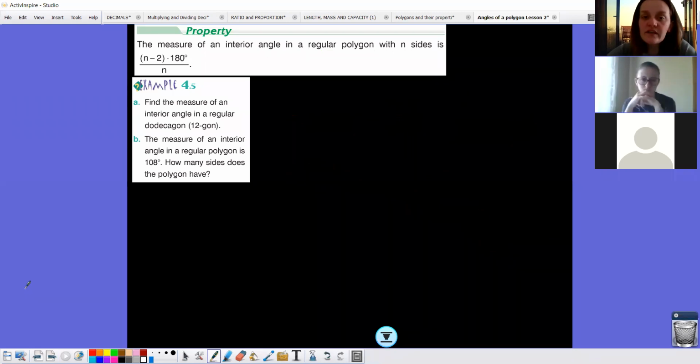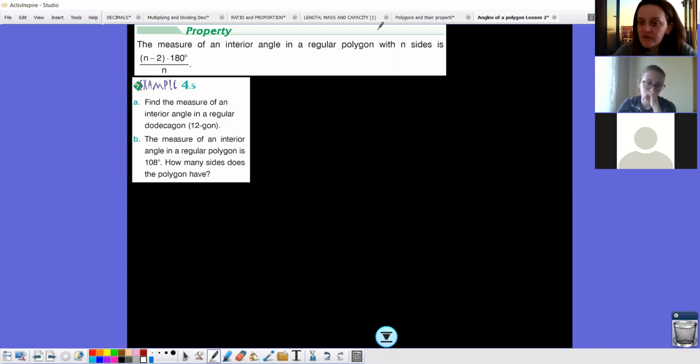Now here we have another formula. In the first property, we gave the sum of the angles in a polygon. Here we are giving only one angle. How do we find the measure of only one angle in a regular polygon? What is a regular polygon? What did we say for a regular polygon? All the sides and the angles are equal to each other.